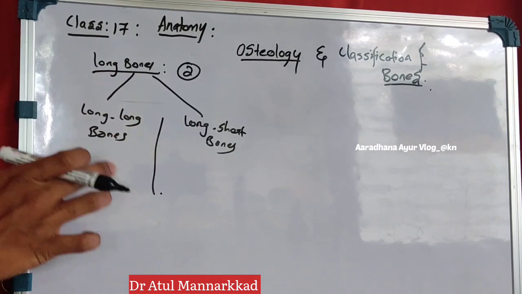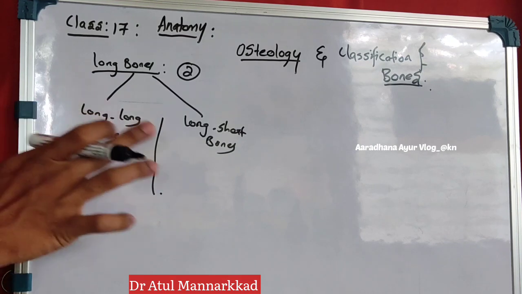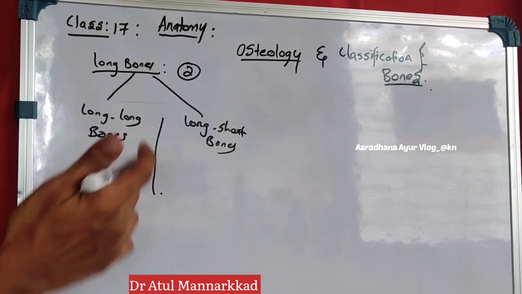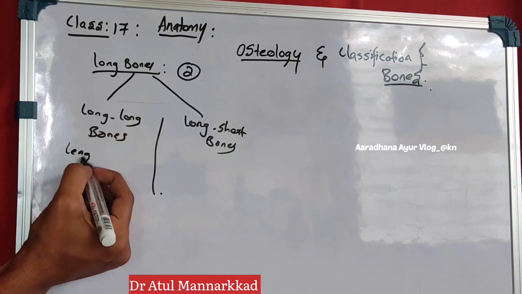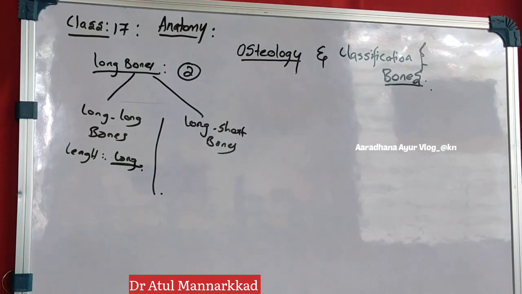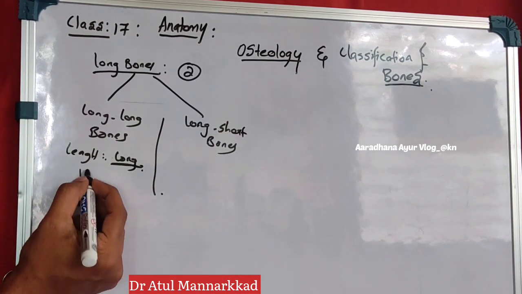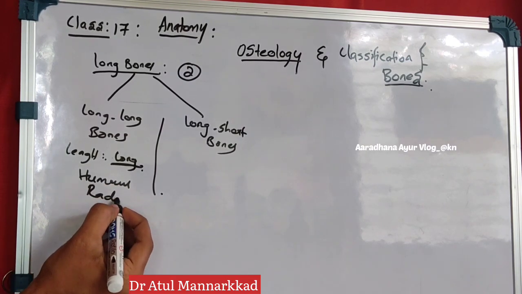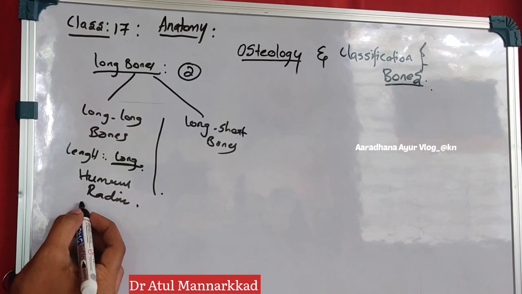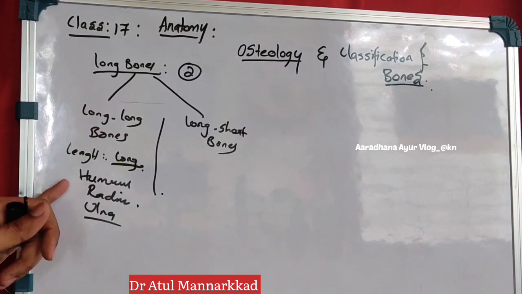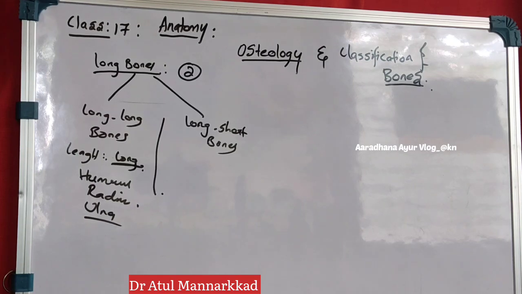Long bones: the length will be elongated, with a cylindrical shape, and somewhat longer compared to the others. Like the humerus, which is a long bone, you can see it is cylindrical. Radius is also the same. Ulna is also the same, a long bone, as we had discussed.